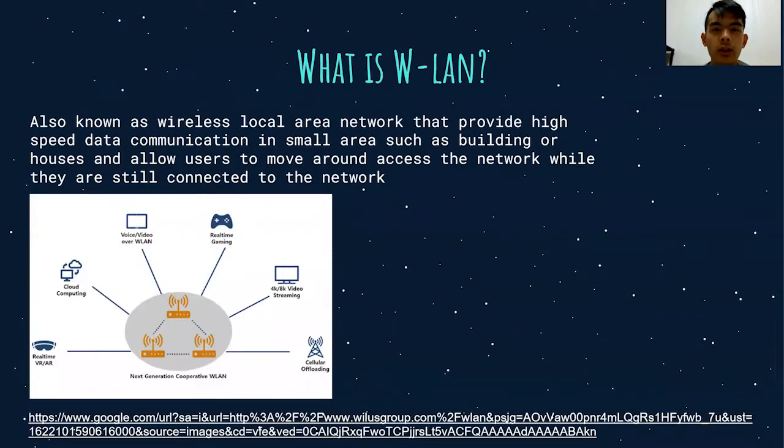And what is WLAN? The basic definition of WLAN, also known as wireless local area network, is that it provides high-speed communication in small areas such as buildings or houses and allows users to move around and access the network while they are still connected to the network. And this is the picture of WLAN that provides connection to the devices, and here is the reference that I put below the image.